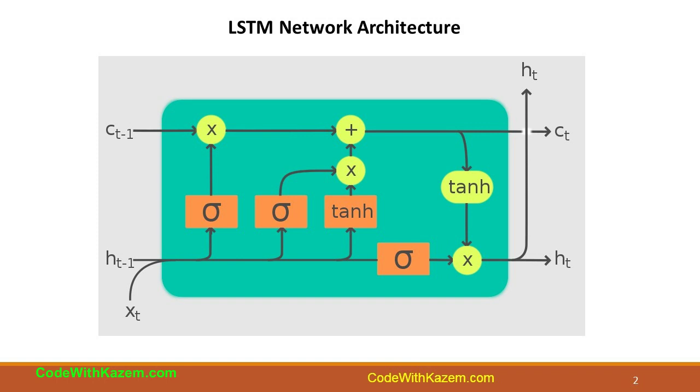Humans don't start their thinking from scratch every second. As you watch this course, you understand each word based on your understanding of previous words. You don't throw everything away and start thinking from scratch again. Your thoughts have persistence. Traditional neural networks can't do this, and it seems like a major shortcoming. For example, imagine you want to classify what kind of event is happening at every point in a movie. It's unclear how a traditional neural network could use its reasoning about previous events in the film to inform later ones.